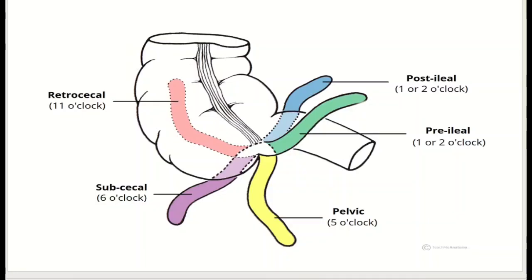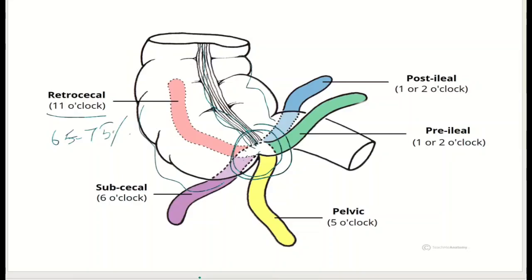Coming to the next diagram, this is cecum. Here you can see different positions of appendix based on the position of the tip of the appendix. As we already know, the base of appendix we can trace by tracing the tinea coli. The point where all the tinea coli merge is the base of the appendix, but the tip may vary. Most common is the retrocecal position. Retrocecal appendix is common, that is 65 to 75% cases are retrocecal in position.